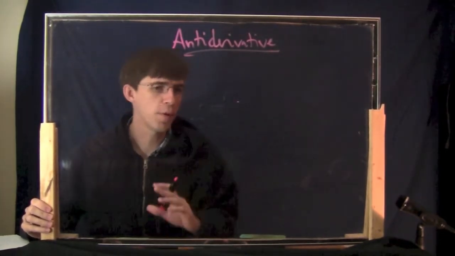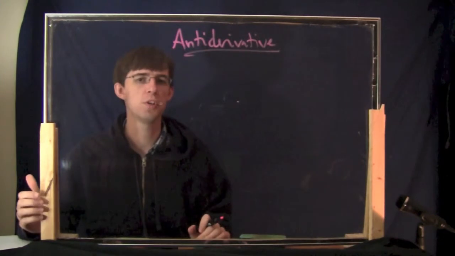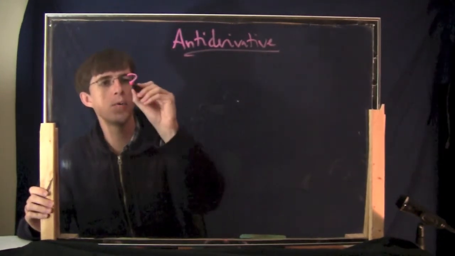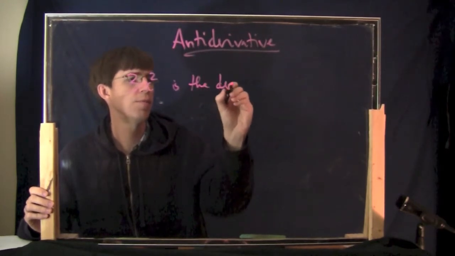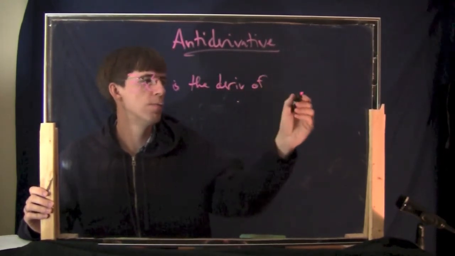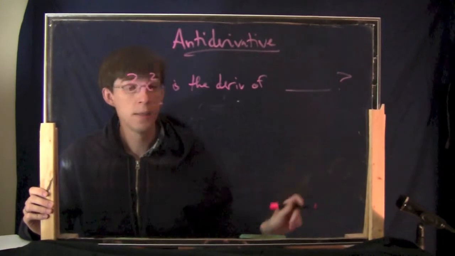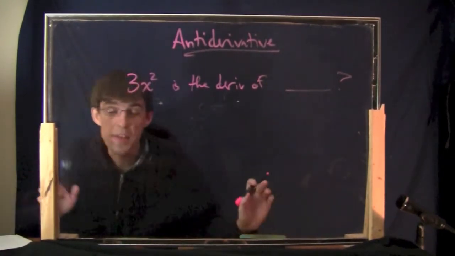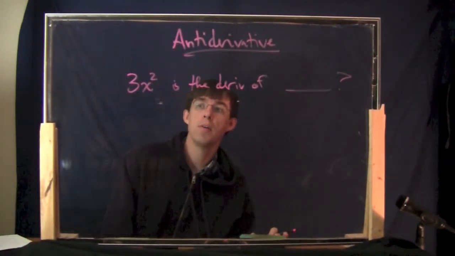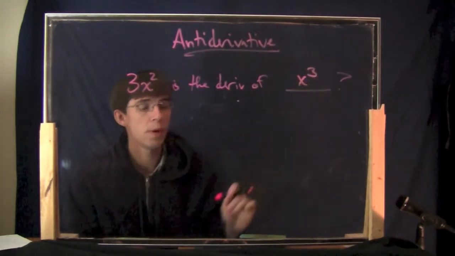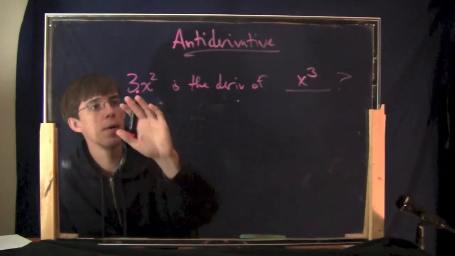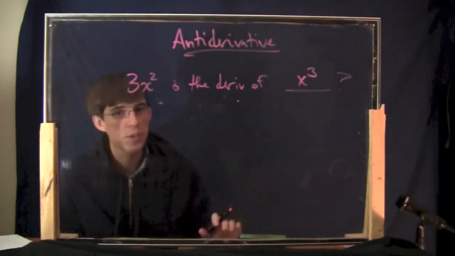You know, usually I give you a function and say, what is the derivative of this function? This is the other way around. Questions like 3x squared is the derivative of what? That's the kind of thing that the antiderivative is about. Can you say the answer here? It's x cubed, right? So the antiderivative is all about this sort of inverse kind of problem.